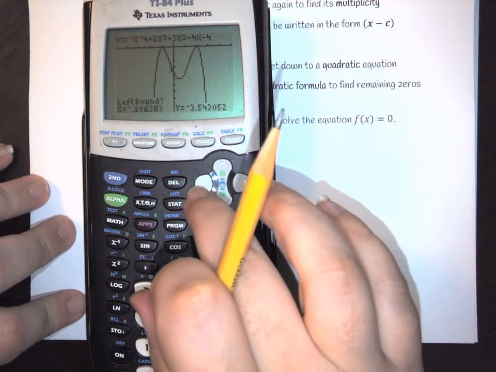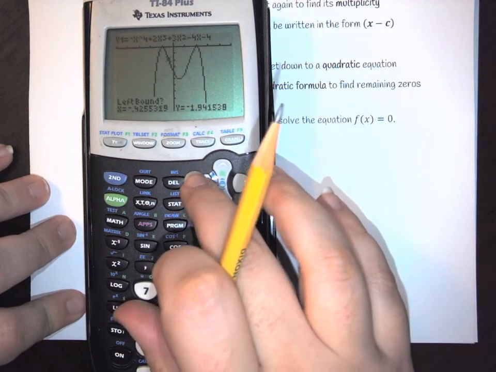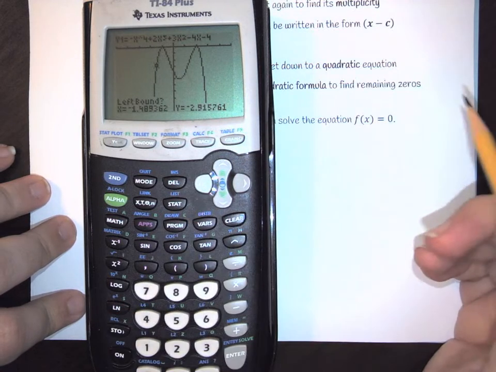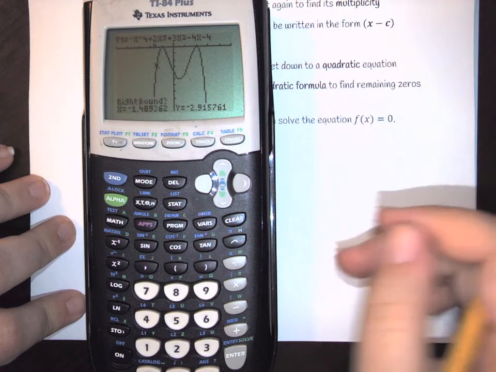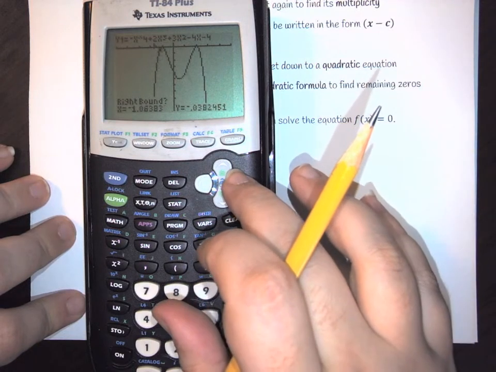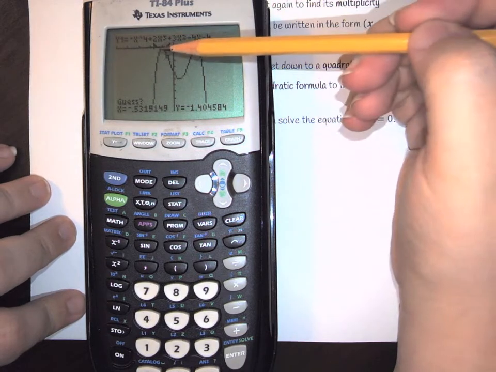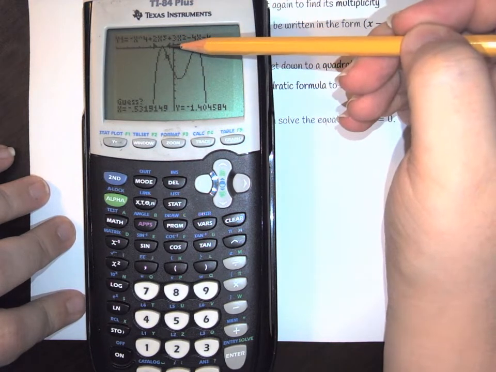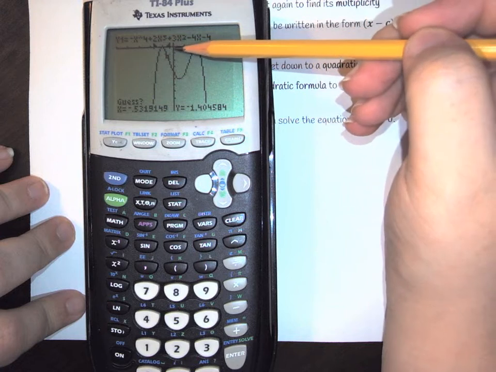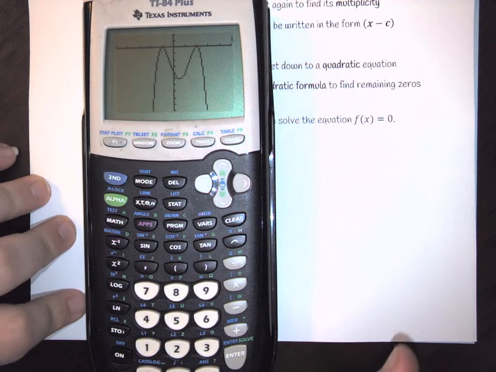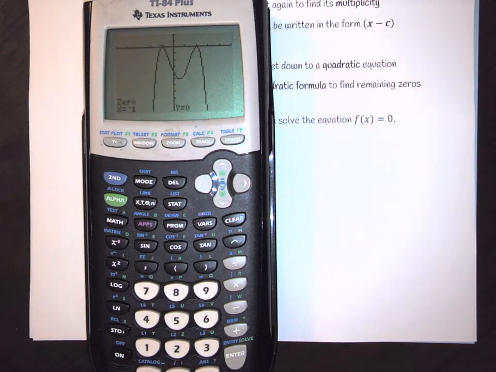So I'm going to use my left arrow, and I'm going to move my little blinking X cursor to the left hand side of that 0. And I'm going to hit enter. And now I'm going to move that cursor over to the right hand side and hit enter. And now it's asking me if I want to guess. So notice I have these two arrows here. They're pointing towards each other. So I'm going to go ahead and just hit enter a third time, and it's going to take a guess of what that 0 is going to be. So notice it's telling me x is -1.